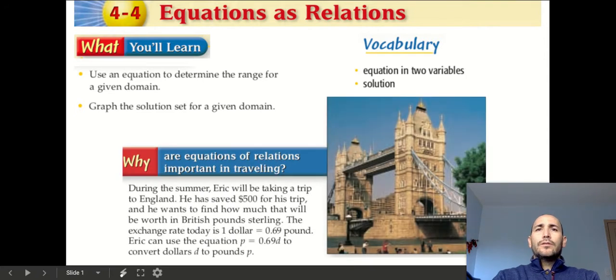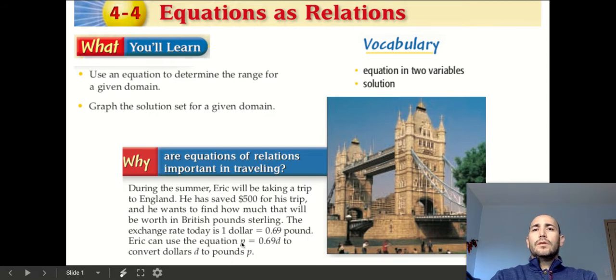So, why are equations of relations important in traveling? During the summer, Eric will be taking a trip to England. He has saved $500 for this trip, and he wants to find out how much it will be worth in British pounds sterling. British pounds are the currency that they use in England. We use dollars, they use pounds. The exchange rate today is $1 equals 0.69 pounds.